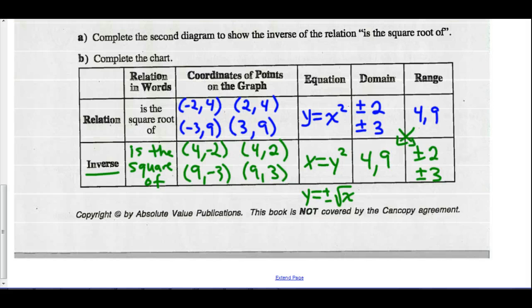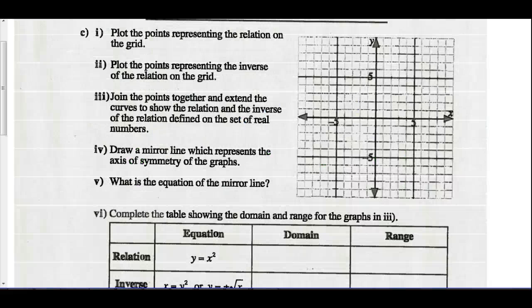Next page. Plot the points representing the relation. All right, so let's plot the points representing the relation on the grid. So the original function had the points negative 2, 4, positive 2, 4.